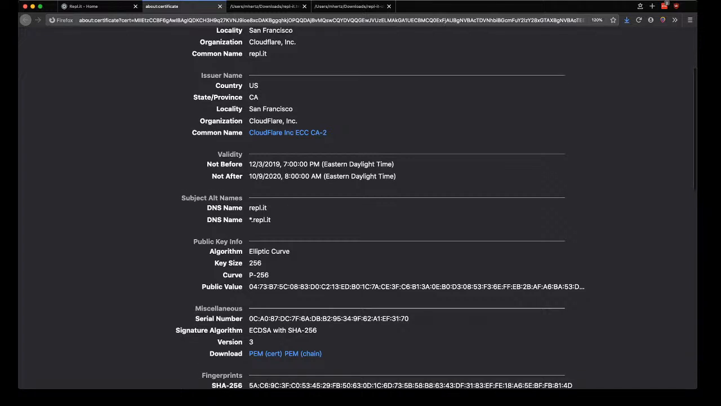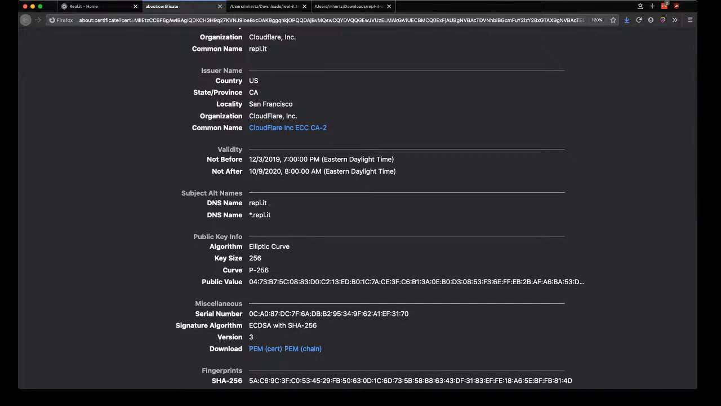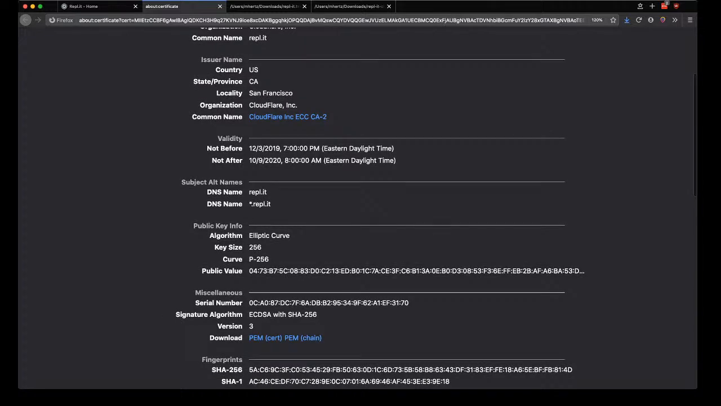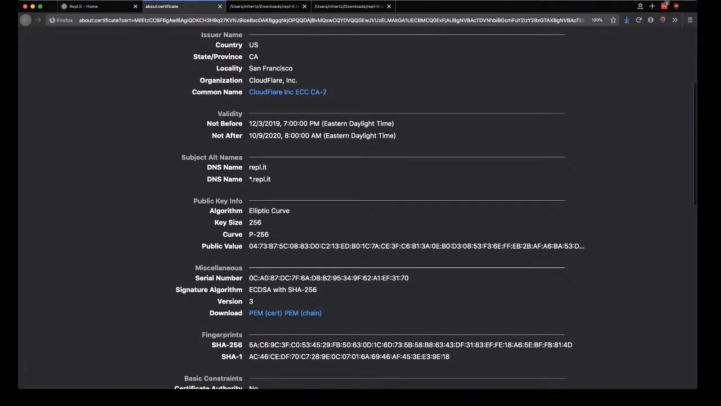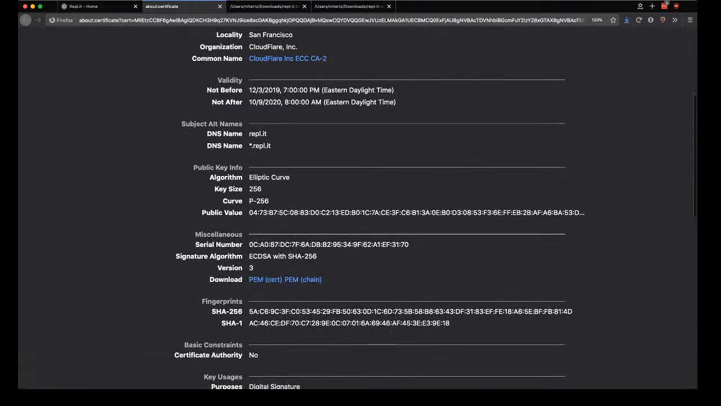And so in addition to saying that we're using elliptical curve cryptography, that the key size is 256 bits, you can actually see the beginning of the public key here. And while this is written out 0473B7, this is really a way of encoding that really big number in this format. So in addition, you can see how it's got the serial number.